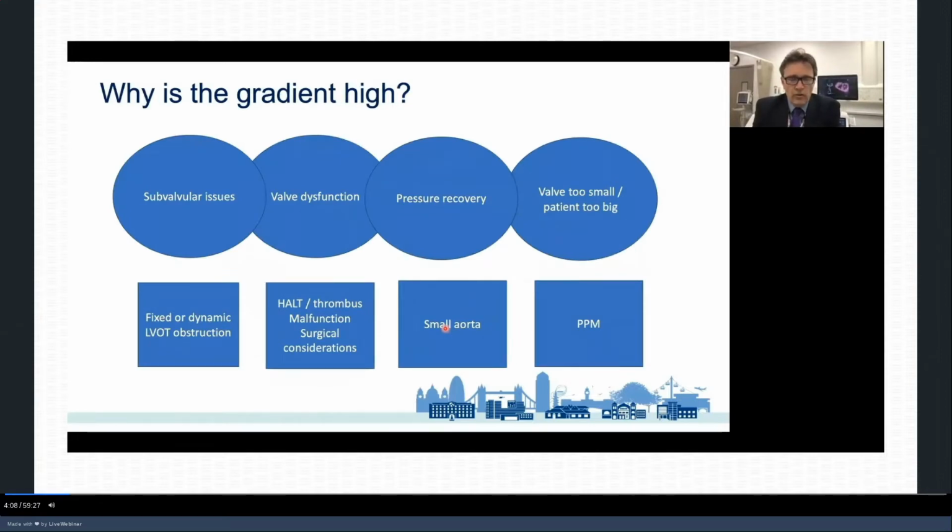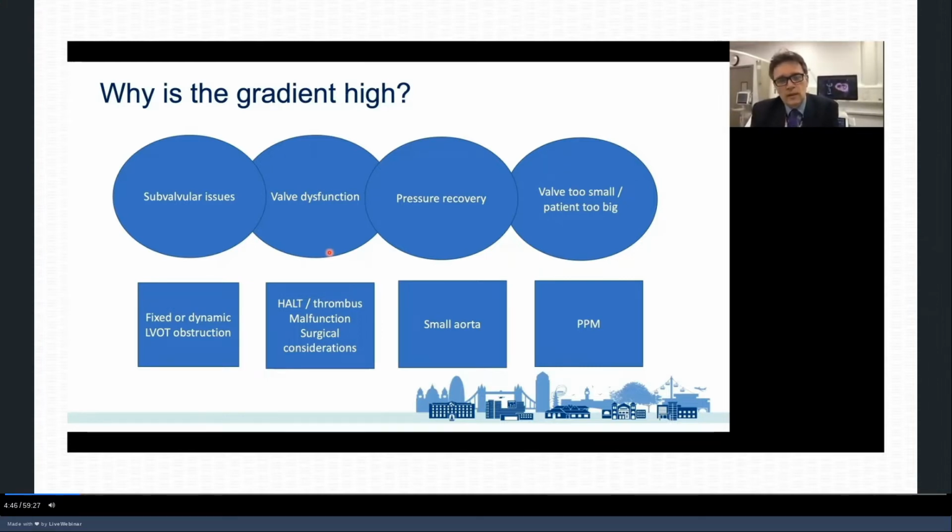The finding of a high gradient after an aortic valve replacement is not uncommon. And there are a variety of reasons why that should be, briefly summarized on this slide. It can be because there are subvalvular issues, either fixed or dynamic obstruction within the LVOT. It can be that there is valve dysfunction, which can happen early or late and can be related to problems within the valve, Holt syndrome, thrombosis of the valve, malfunction within mechanical valves, and early valve failure. It can also be due to surgical considerations.